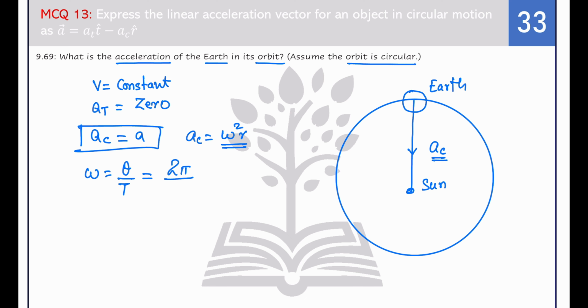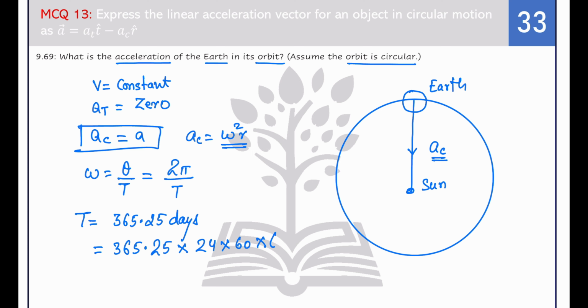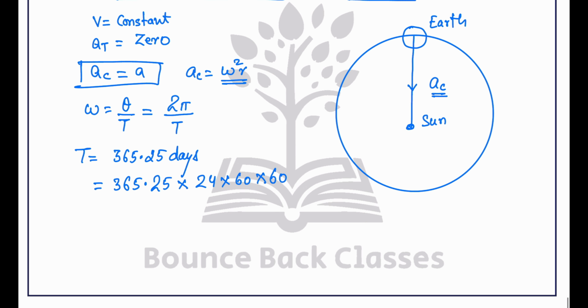What is the time? Okay, just write time. So we know what is the time. 365 days. 365.25 days. Yes or no? Convert this. 365.25 multiply in one day, 24 hours. Okay, 60 minutes and 60 seconds. Yes or no? Clear?